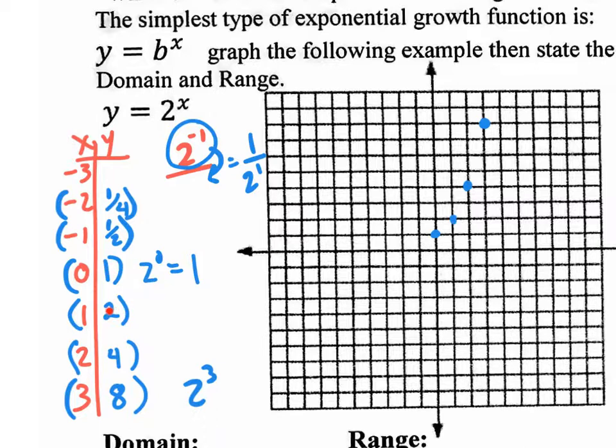Now, if this would have been a 3, then it would have been 1, that would be a 3, and then that would be a 9, because 1 times 3 is 3, 3 times 3 is 9, and then 27. Are you with me? But it's not a 3. It's a 2. So the growth factor is 2.